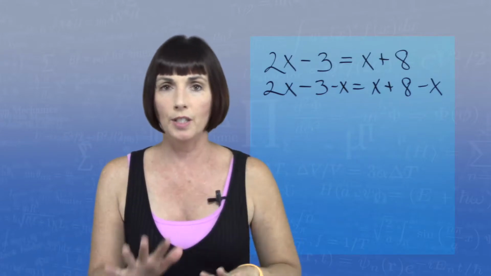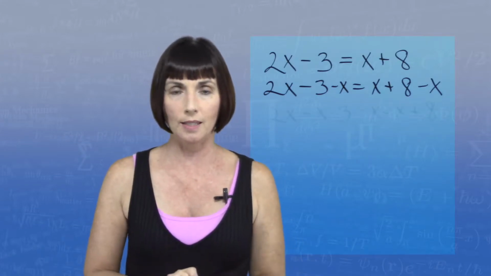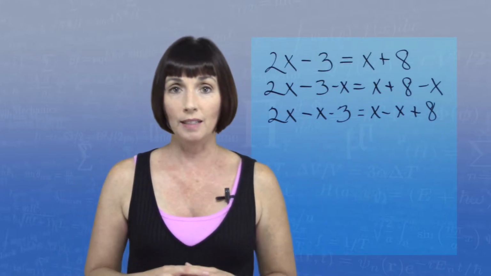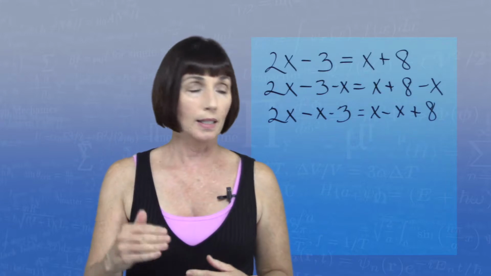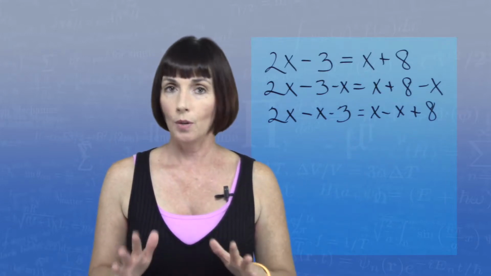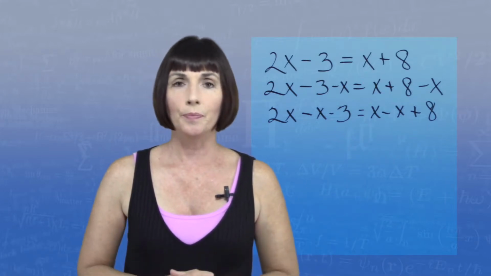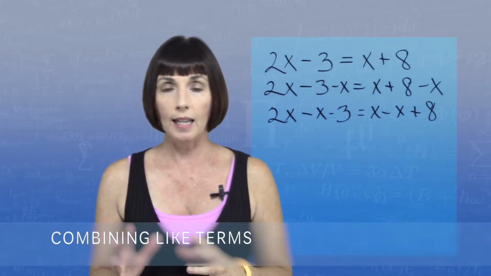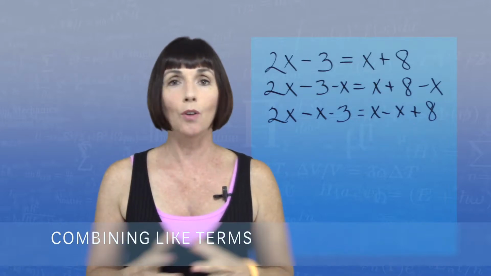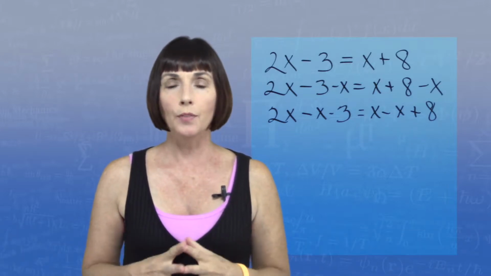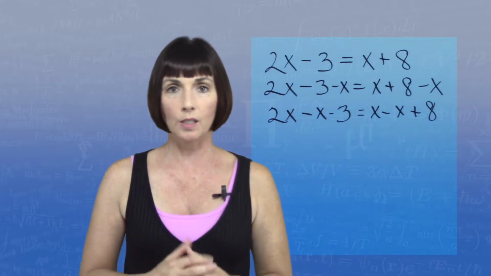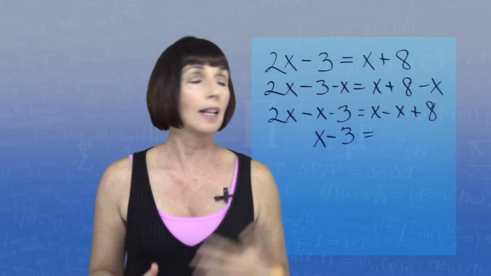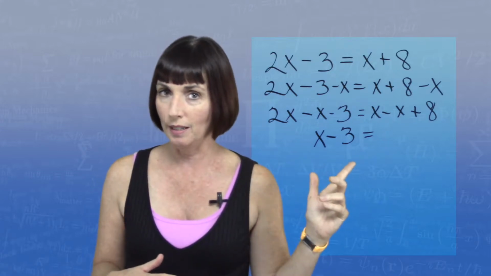Let's rearrange this a little bit so it makes a little bit more sense. On the left, we have 2x minus x minus 3 equals x minus x plus 8. Okay, this looks a little bit better. Now remember about combining like terms. You can add and subtract x's and you can add and subtract y's. They're all like terms. So on the left, we have 2 x's and I take 1 x away. So that just leaves me with 1x. 2x minus x is x. We still have our minus 3 on the left.